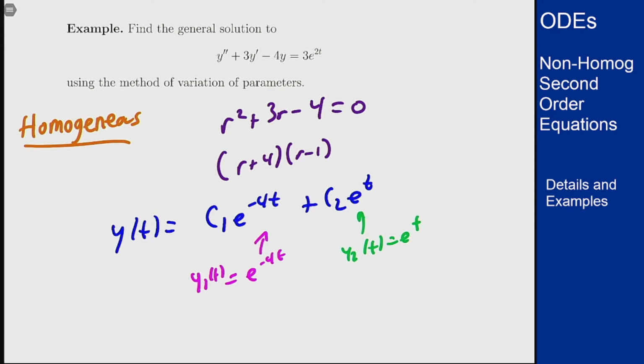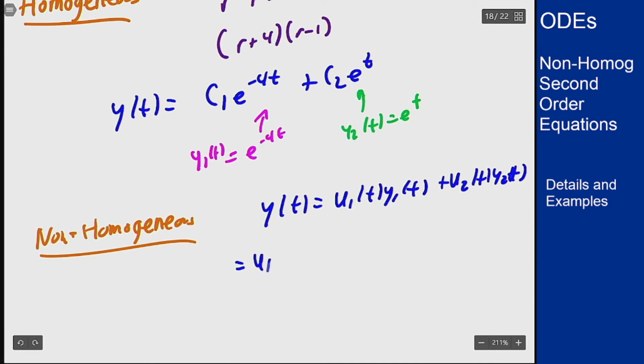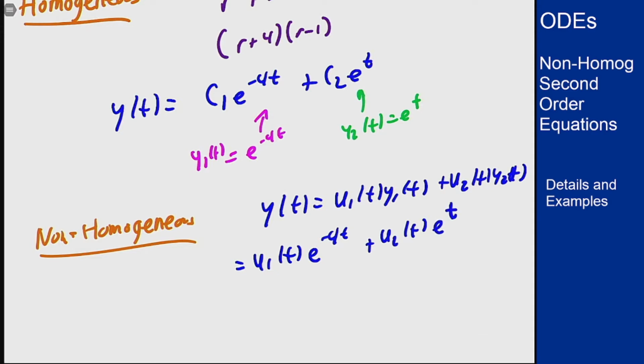Now, to solve the non-homogeneous part, we guess y of t is u1 of t times y1 of t plus u2 of t times y2 of t, or in this particular case, u1 of t times e to the minus 4t plus u2 of t times e to the t. And we're going to solve for these functions u1 and u2, multiply them in, and see what that gives us.